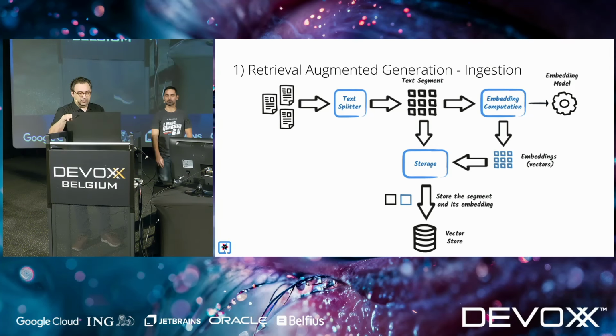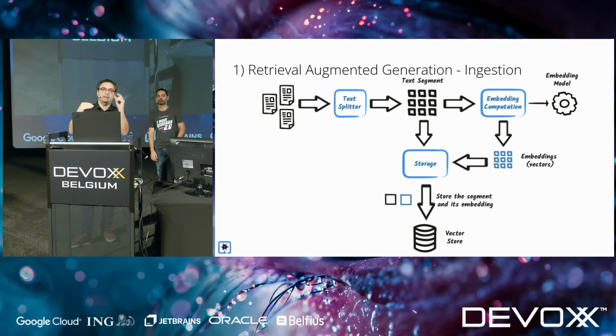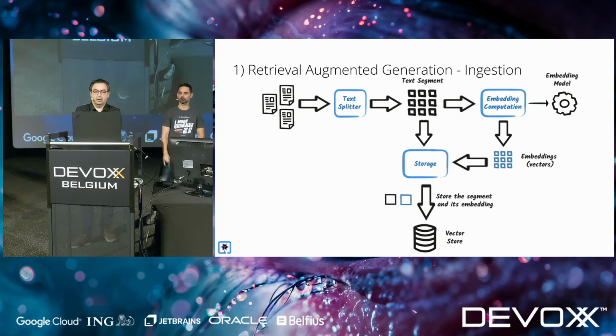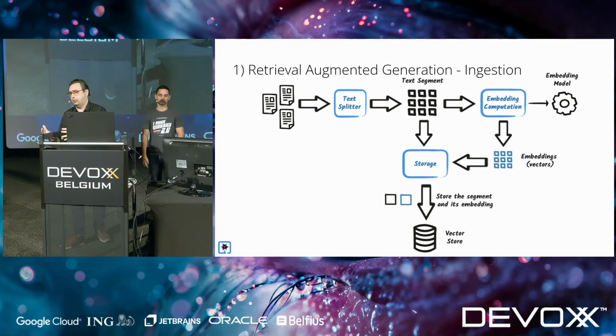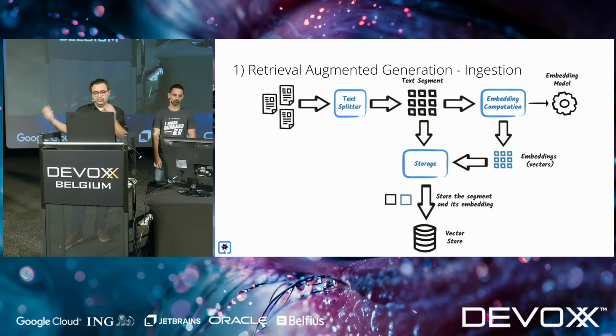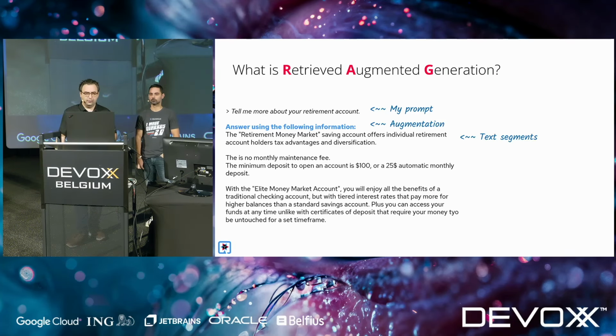We will see why we do that. Then we store this text segment and the associated vector in a vector database. Vector databases, there are plenty. There are dedicated ones like Chroma and Milvus. You can reuse Postgres with pgvector, or Redis, and so on. Once it's stored, you have a vector store which contains text segment, vector, text segment, vector, and so on, and metadata too, if you want.